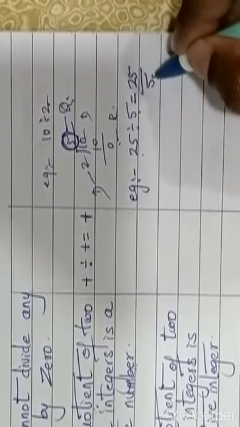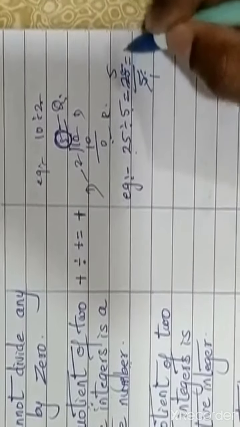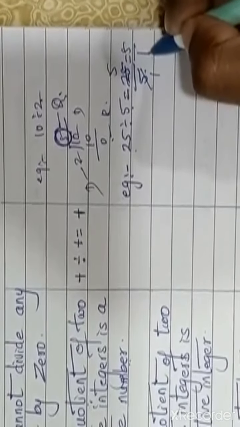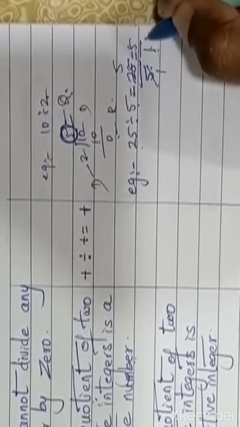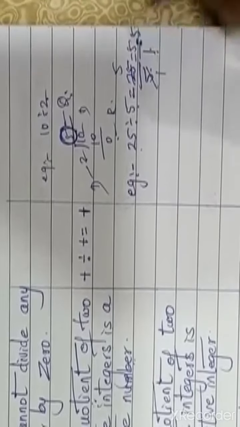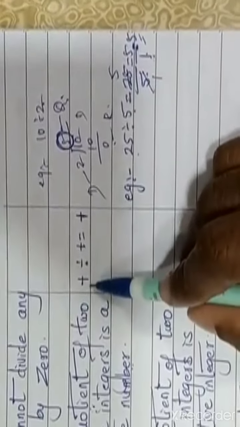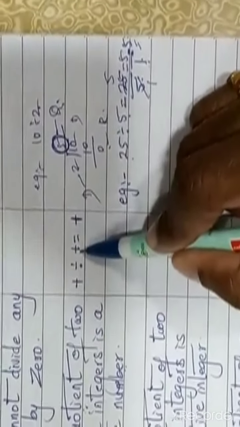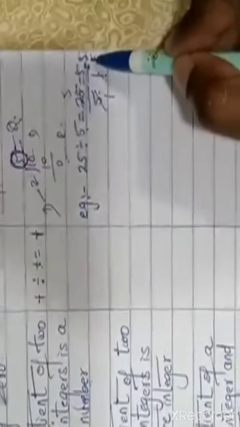Okay. So now I'll divide: 5 ones are 5, 5 fives are 25. So I got 5 upon 1. And if you have 1 in the denominator, we don't count it. We just write the numerator number, that is 5. So when we divide one positive number by another positive number, the quotient obtained is positive.